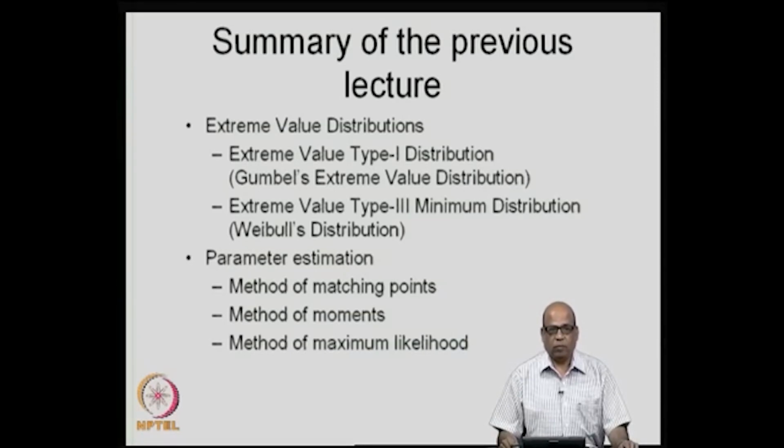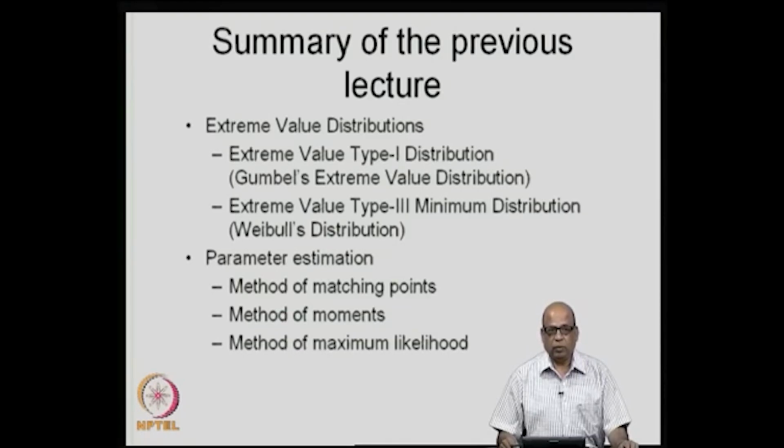Then we also covered the extreme value type 3 distribution for minimum values. This is also called the Weibull distribution. Recall that we use the Weibull distribution specifically for low flows, minimum rainfall, minimum water quality and so on. Then we went on to discuss the topic of parameter estimation, where given a PDF, we would be interested in getting the parameters from given sample values.